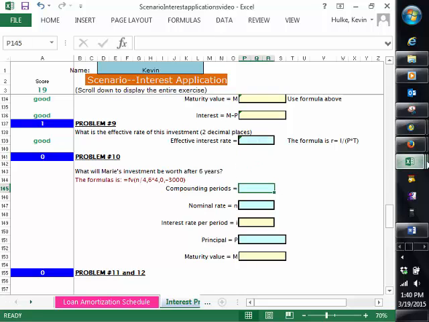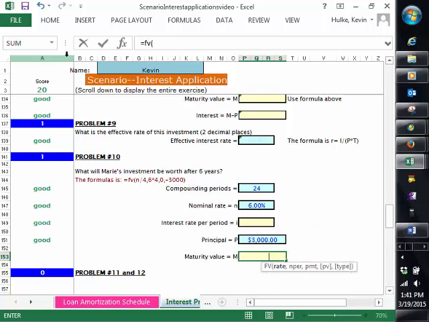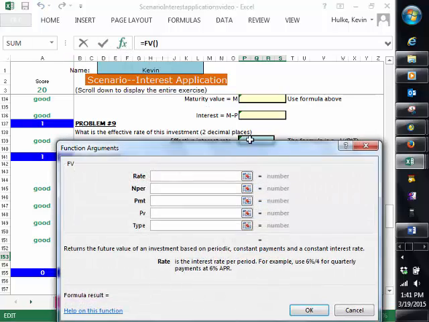Now it says, what will her investment be worth in 6 years? Well, there's 4 each year for 6 years, makes 24 compounding periods. 1.5% each compounding. 6% is the nominal rate. 1.5% is the compounding rate per period. She put $3,000 in. We want to know the maturity value, so equals future value of. Let's go to the FX and let's fill it in.